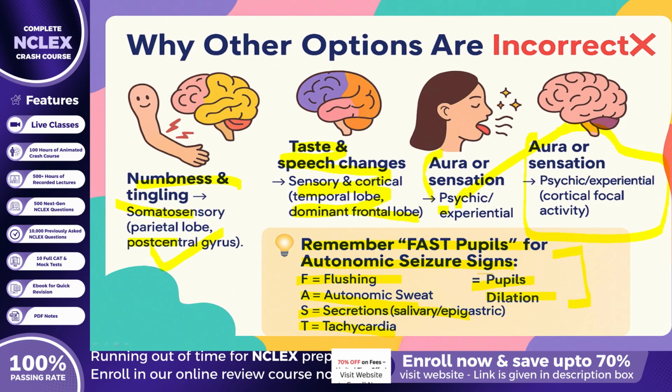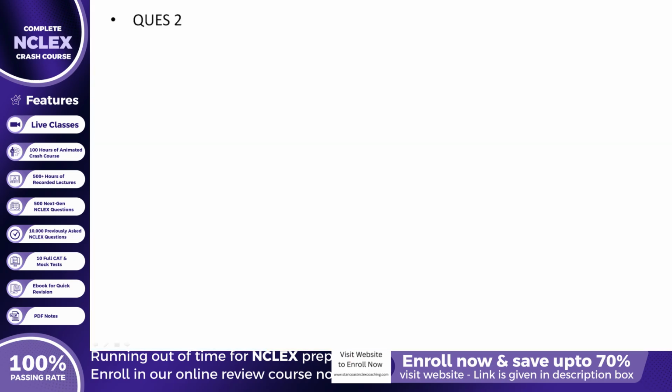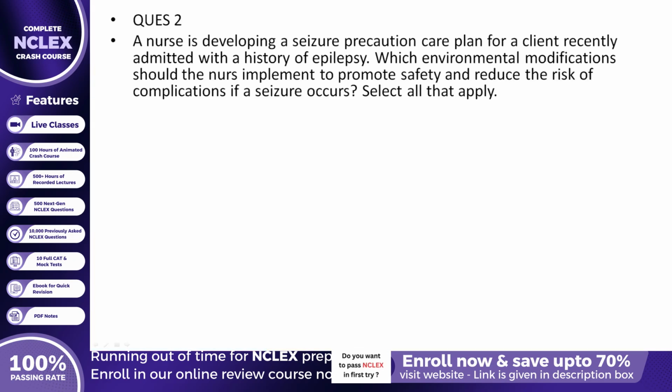All right, let us smoothly move into this next NCLEX-style scenario where seizure precautions are the focus of nursing care. The question asks, a nurse is developing a seizure precaution care plan for a client recently admitted with a history of epilepsy. Which environmental modifications should the nurse implement to promote safety and reduce the risk of complications if a seizure occurs? This is a select all that apply format, so think carefully through each option.